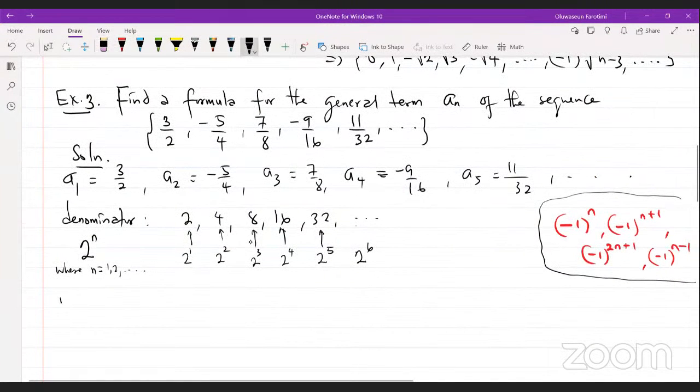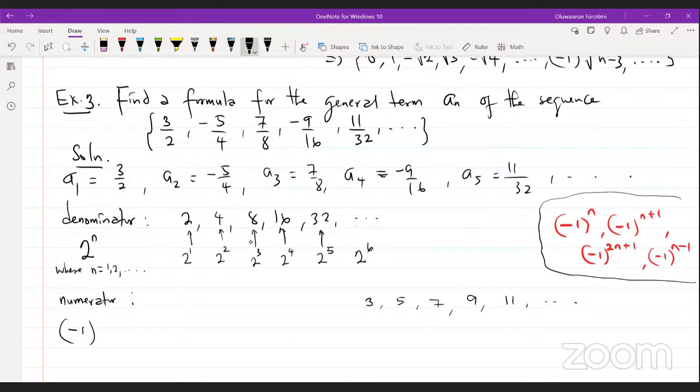So what about the top, the numerator? What do you discover about the numerator? Now, at this moment, we have negatives on the top. That means there's a presence of -1 to the power of something. But for now I just want to pretend as if there's no negative sign first. So we have 3, 5, 7, 9, 11, and it keeps going.